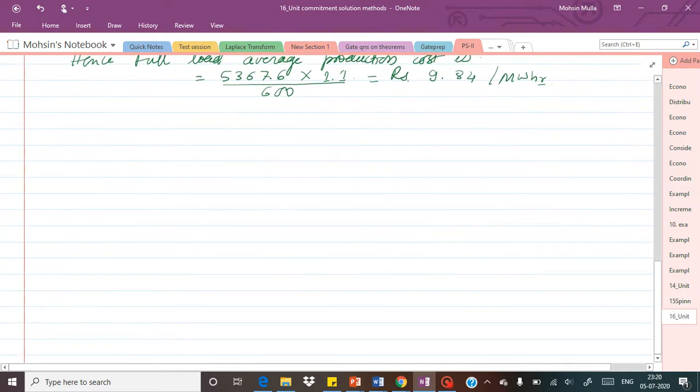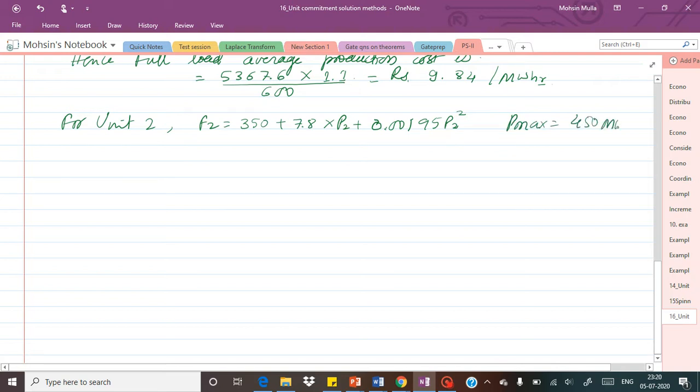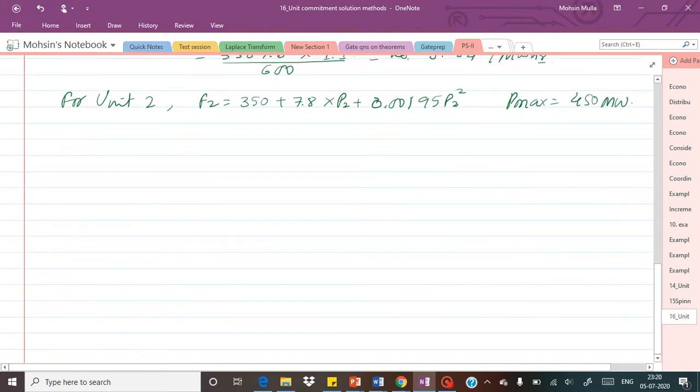Similarly for unit 2 we can obtain. F2 is given as 350 plus 7.8 into P2 plus 0.00195 P2 square, and here P max is 450 megawatt. For the second unit, the maximum power generation capacity is 450 megawatt.